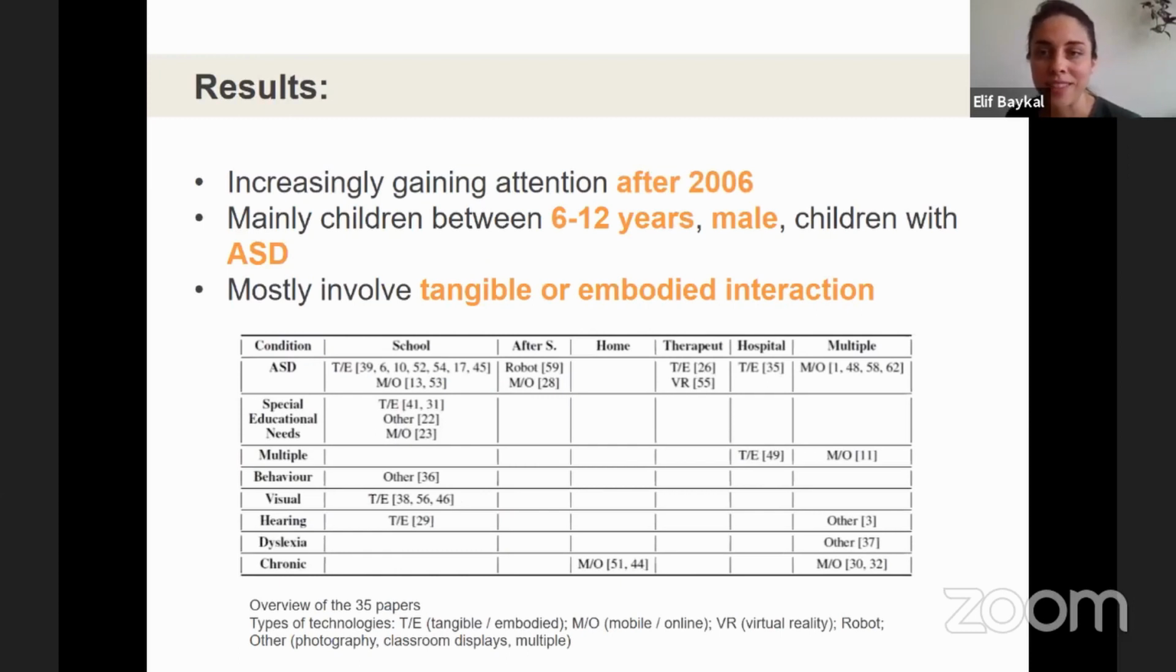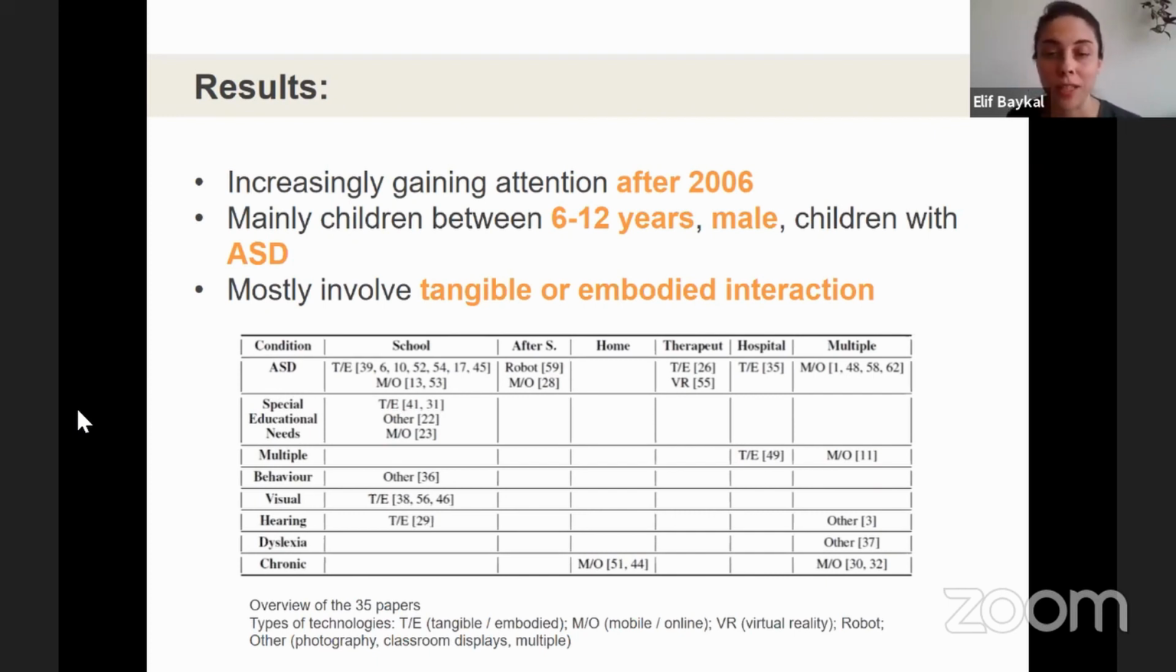So in this table, you can see an overview of the papers in terms of the special need conditions, which are listed on the left column here, if you can follow my cursor, and the context of the settings in which the studies or the technology took place, as can be seen on the top row. And in the intersecting cells of the table, the types of technologies are displayed, and you can find what the abbreviations refer to at the bottom. So in summary, most of the studies took place in school or classroom contexts when compared to other settings such as hospitals, therapeutic services, or home environments.